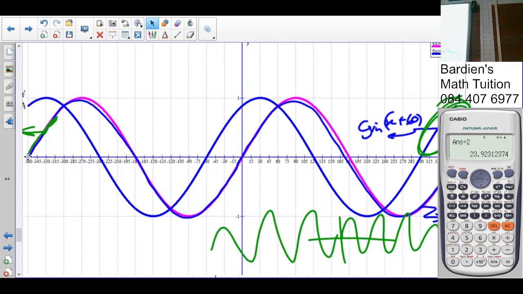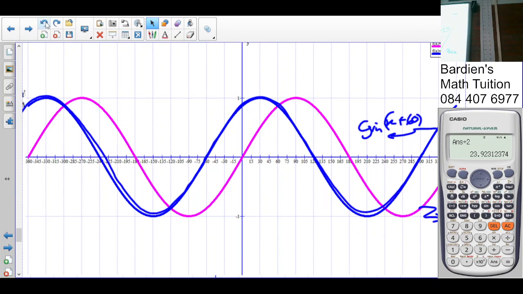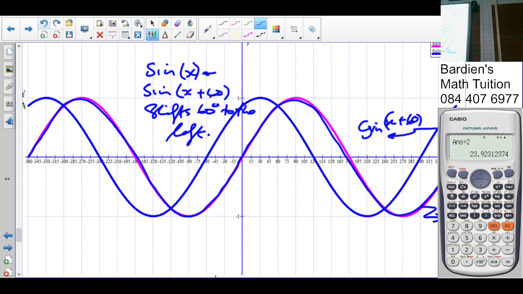So what we notice is that the graph is shifting 60 degrees to the left. If we have sine of x, and we draw the graph y equals sine x plus 60, the graph shifts 60 degrees to the left. The 60 was positive, and left is like the negative direction. So if you're moving it along the x axis, it will always be the additive inverse. If you say plus 60, it moves 60 degrees back.